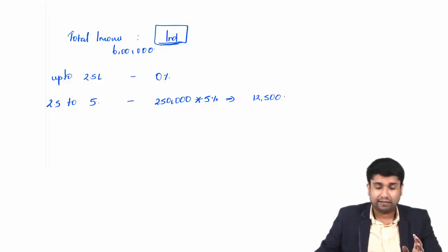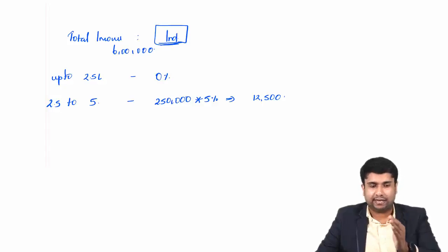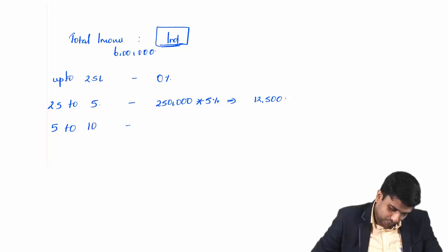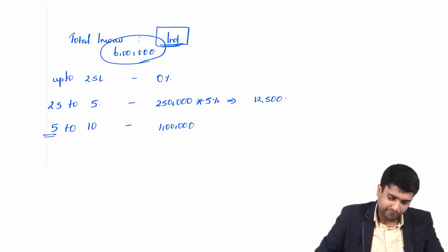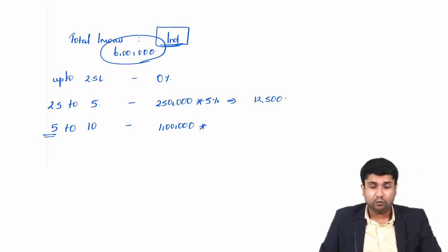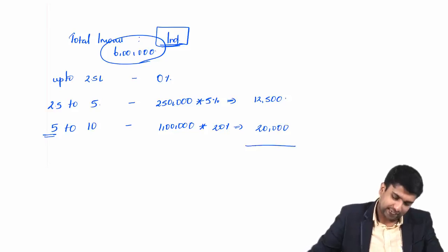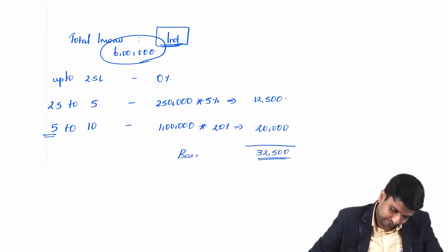Then what is the next slab? Next slab, as per the act, is from 5 lakh to 10 lakh. Where the total income exceeds 5 lakh, but is less than or equal to 10 lakh. So my total income is 6 lakhs. So more than 5, I have only 1 lakh of income. That 1 lakh into what is the rate they are saying? 20%. And what is 20% on 1 lakh? It will be rupees 20,000. And the total tax payable will be 32,500, the basic tax payable.